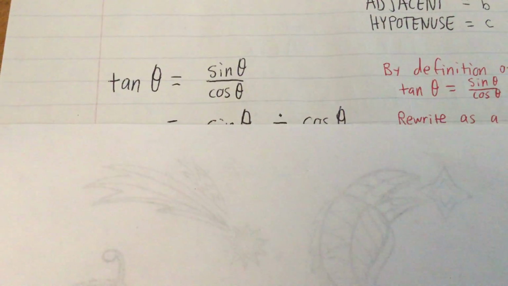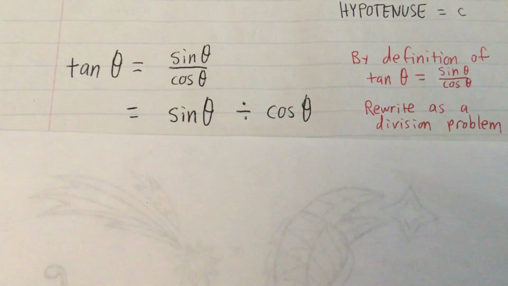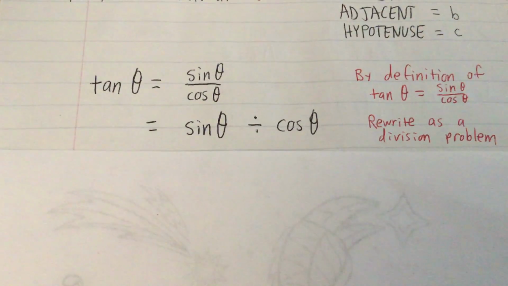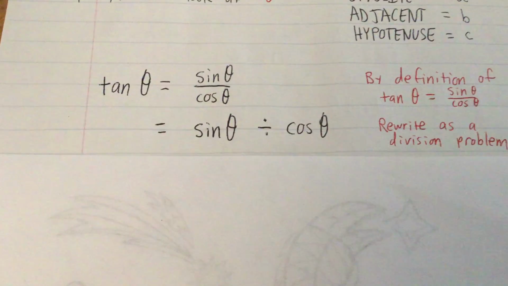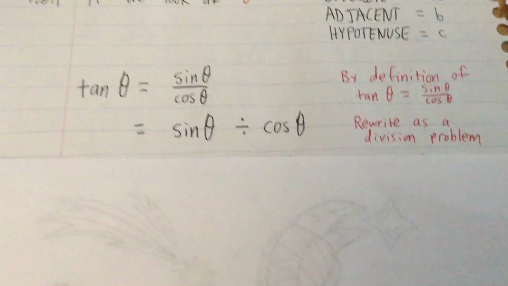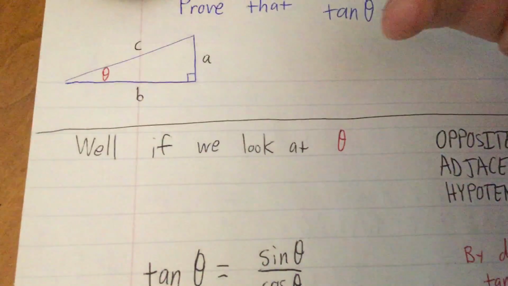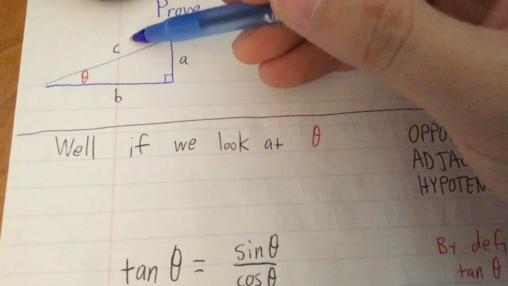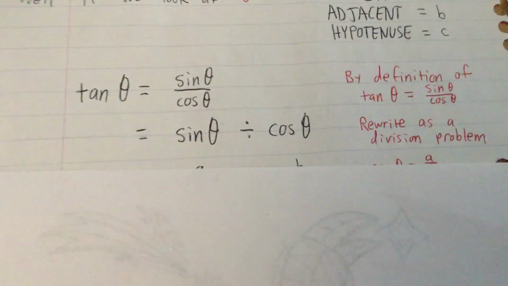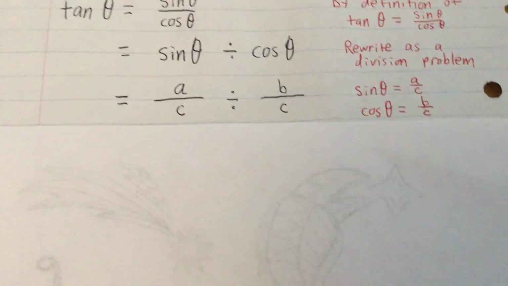Moving on to the next step, I'm just going to rewrite sine over cosine as a division problem. You don't have to write that part; I'm just showing you what exactly I'm doing. Sine over cosine is a division problem: sine of theta divided by cosine of theta. Now I'm going to plug in the sine ratio. The sine of angle theta is A over C, and the cosine of angle theta is B over C. So I'm going to plug in A over C for the sine and B over C for the cosine.